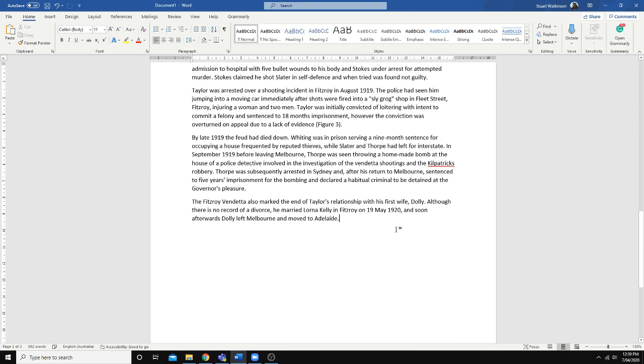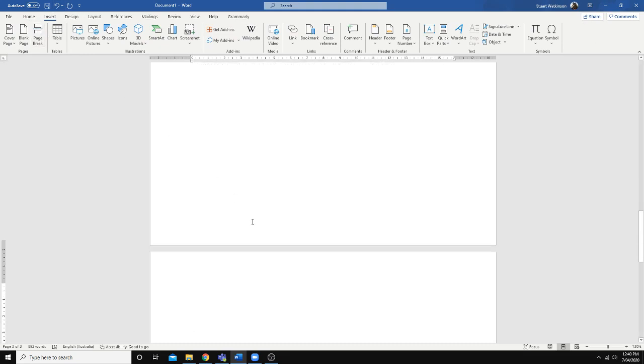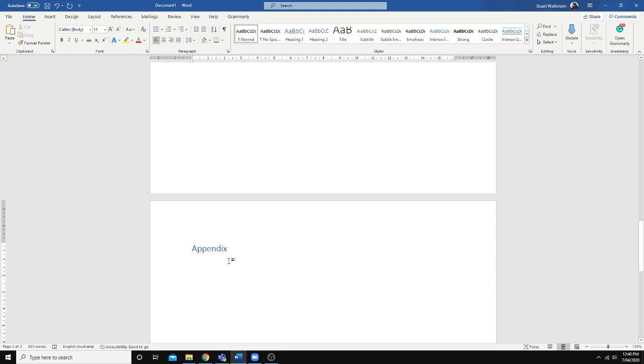Now, what you want to do is go to insert, page break, like this. What I usually do is give this a heading, so appendix.